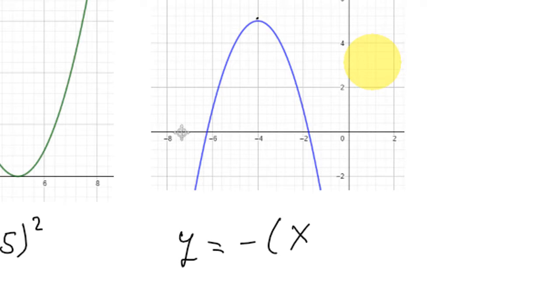x, and now I have the same. How many units? To the right I move 1, 2, 3, 4. Because it's negative, here is going to be positive, to the second power. Now how many units up? You can see I move 1, 2, 3, 4, 5 units up. That means it's going to be plus 5.